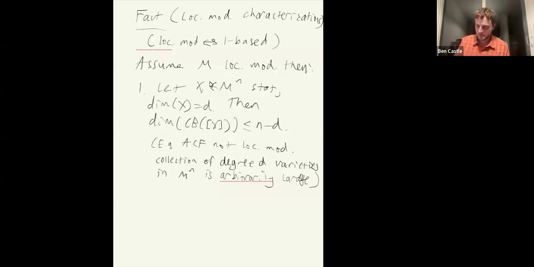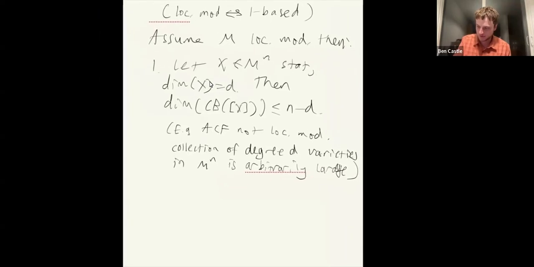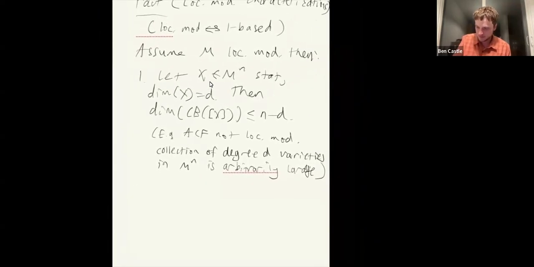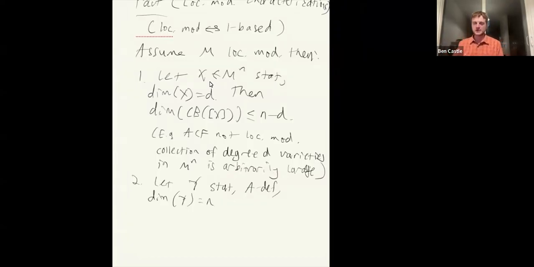But you can say more. So, a slightly more general version. Okay, let's say that Y is stationary, definable, and of dimension N. I'm going to make the same statement, but I'm going to replace M to the N with Y. So now it's instead of inside M to the N, it's inside any ambient thing.